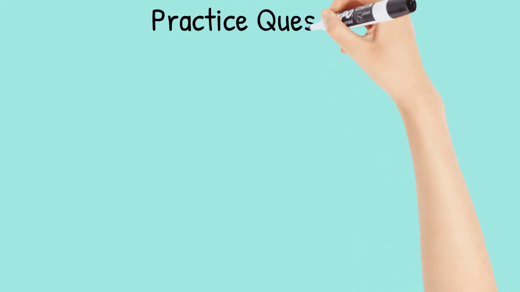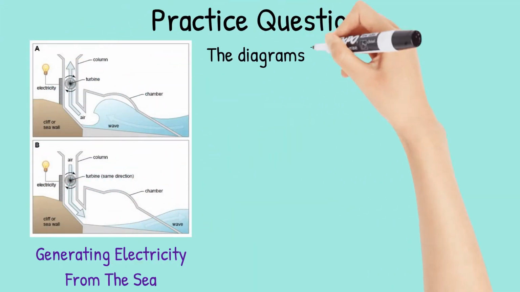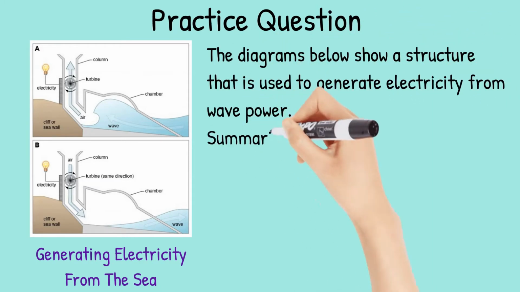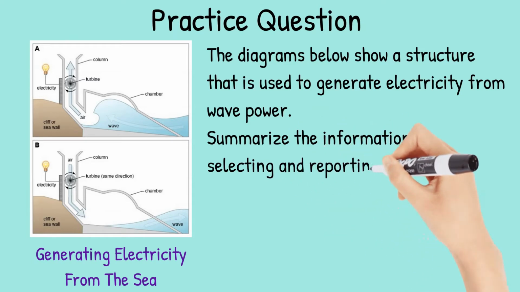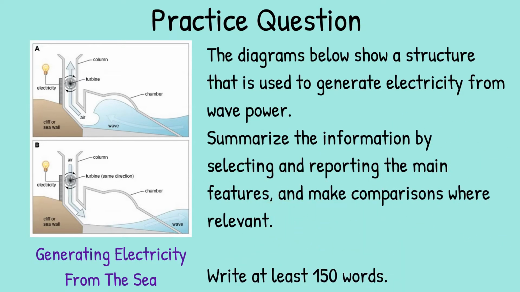Here's a practice question. The diagrams below show a structure that is used to generate electricity from wave power. Summarize the information by selecting and reporting the main features and make comparisons where relevant. Write at least 150 words.